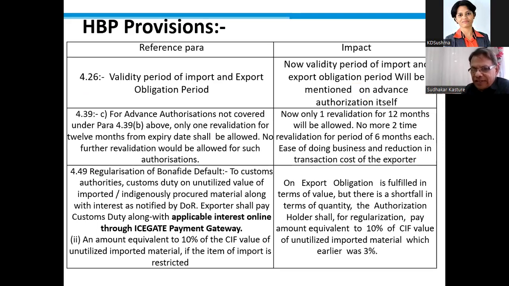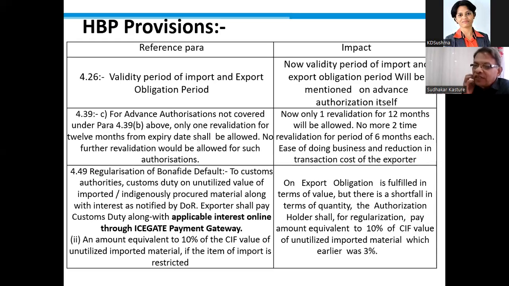Some handbook provisions. Validity period of import and export obligation. Now, the validity period of import and export obligation will be mentioned on the advance authorization itself. Earlier, this was done separately in a sheet. Now it will be incorporated in the license, so it will reduce the paperwork. For advance authorizations not covered under para 4.39B, only one revalidation of 12 months from the expiry date shall be allowed. No further revalidation would be allowed for such authorization.